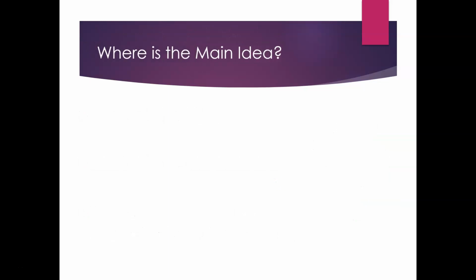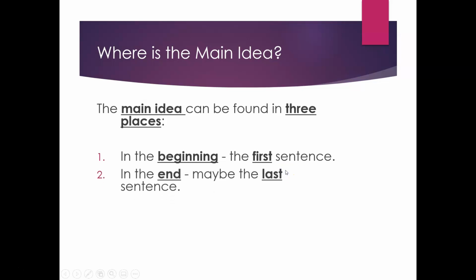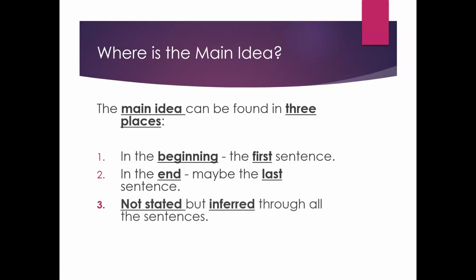So, you know what the subject of a text is about, but where is the main idea? The main idea can be found in 3 places. In the beginning, in the first sentence. At the end, maybe it's the last sentence. Or the main idea is not stated, but inferred through all the sentences. Number 3 is very tricky.